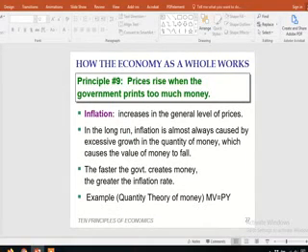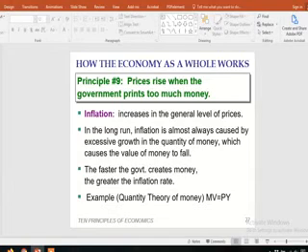And principle number 9: prices rise when the government prints too much money. When the government prints too much money, there is excess money in the market, people have more money to purchase, and prices will increase. In the short run, MV = PY, the quantity theory of money. If the velocity V and the real output Y are constant, then when M increases, P will definitely increase.